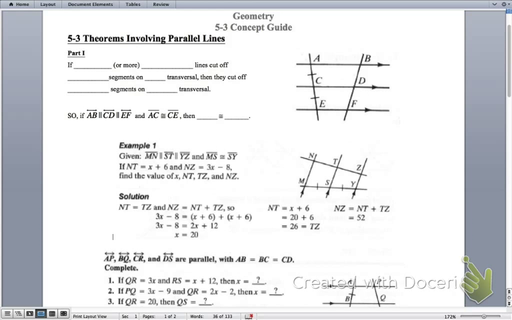All right, welcome to section 5.3 on some theorems that involve parallel lines.